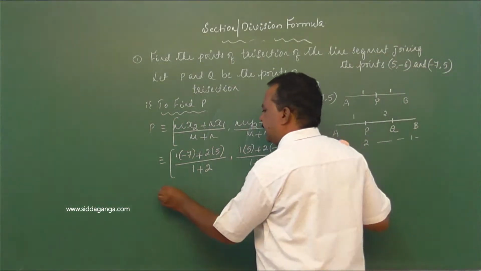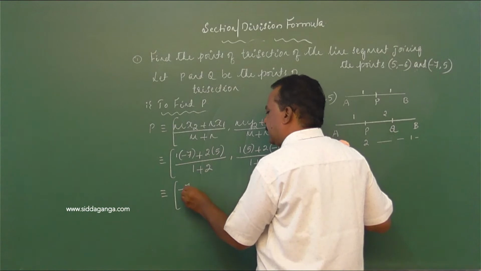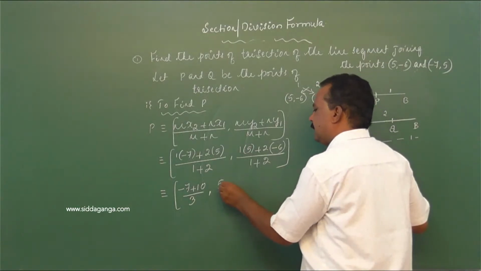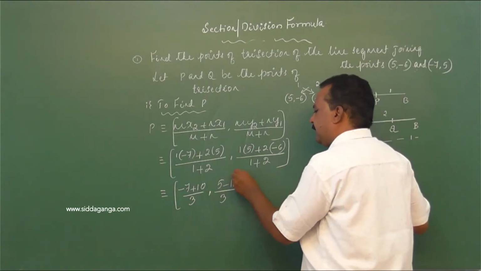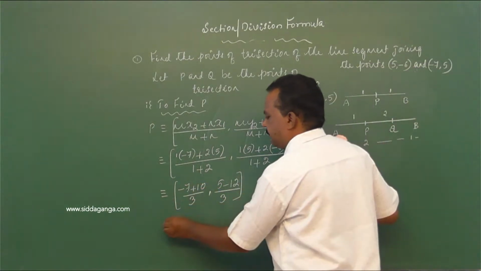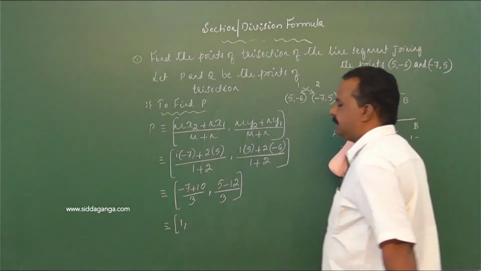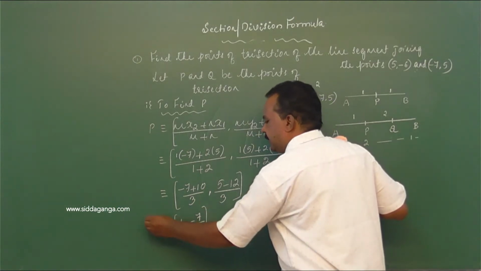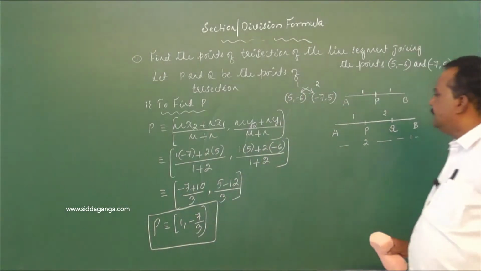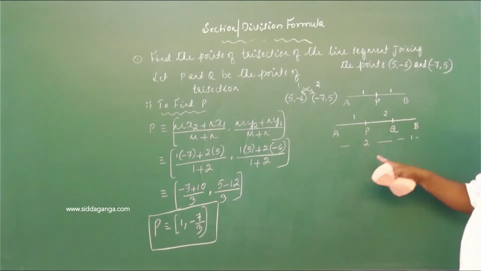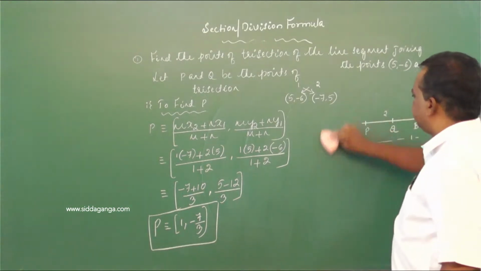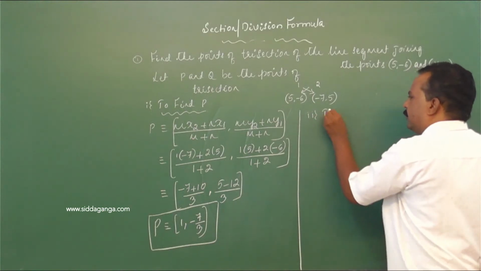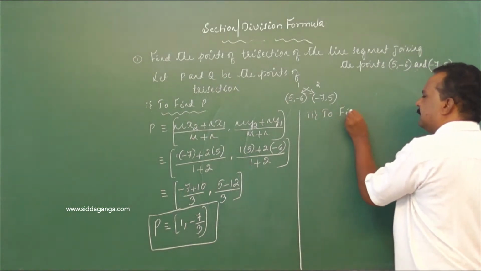Next, -7 plus 10 divided by 3. 5 minus 12 divided by 3. So 10 minus 7 is 3. 3 divided by 3 is 1. 5 minus 12 is -7 by 3. So these are the coordinates of P. And then you have to find Q. For finding Q, you have to take the ratio 2:1. Second one, to find Q.